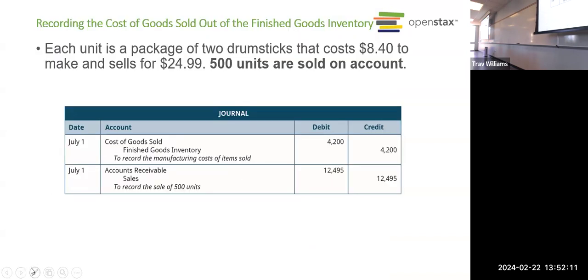All right, so let's look at some more journal entries. They sell 500 units of 2 drumsticks paired up. So it's 1,000 drumsticks, but we're calling it 500 units. And the selling price is $24.99. So if you multiply 500 by $24.99, that's $12,495 of accounts receivable and sales. Okay. It's a lot of drumsticks, right?